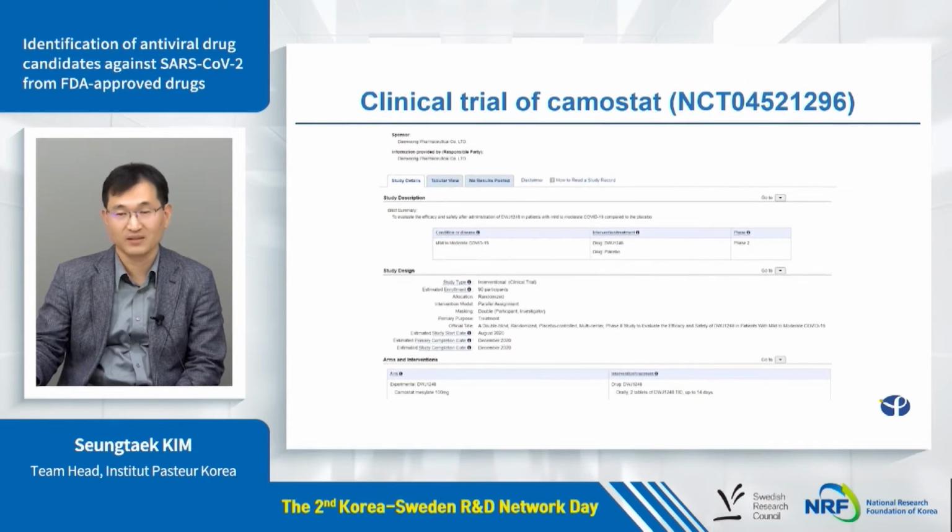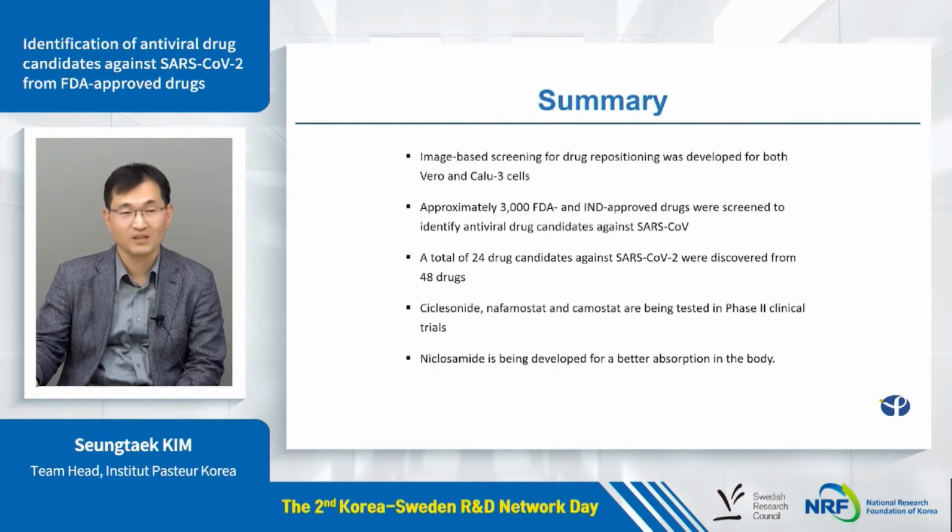So based on our results and others, several phase 2 clinical trials are being conducted in Korea and then foreign countries. So in summary, we developed image-based screening for both Vero and Calu-3 cells. In the beginning, approximately 30,000 FDA and IND approved drugs were screened to identify antiviral drug candidates against SARS-CoV-1. Out of 48 drugs that we selected from the SARS-CoV-1 screening, we identified 24 drug candidates against SARS-CoV-2. And among these, ciclesonide, nafamostat, and camostat are being tested in phase 2 clinical trials, and niclosamide is being further developed for better absorption in the body.